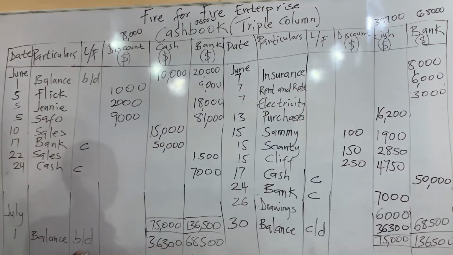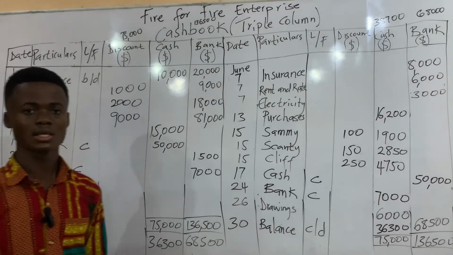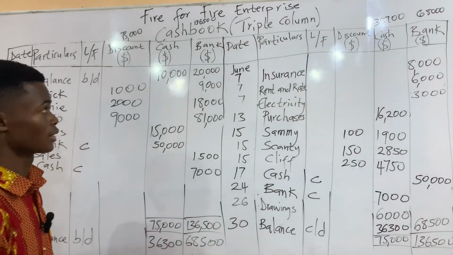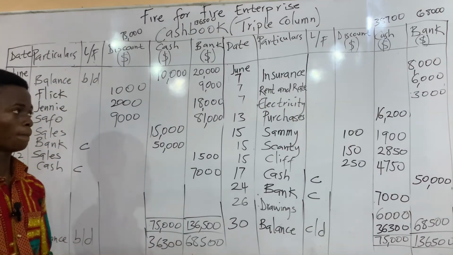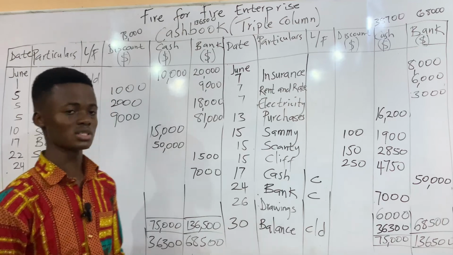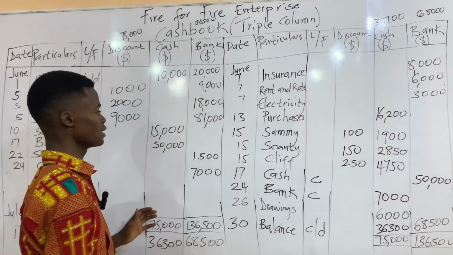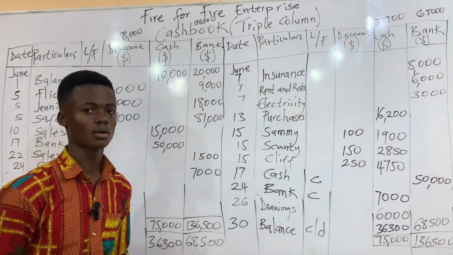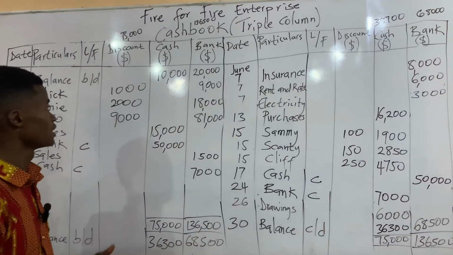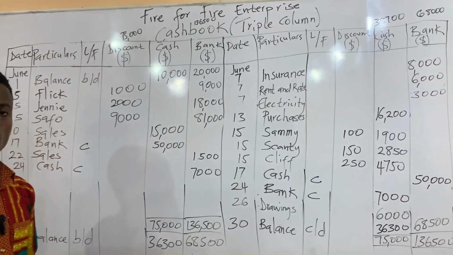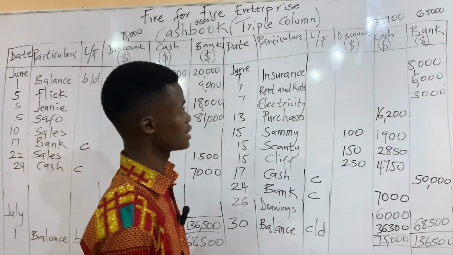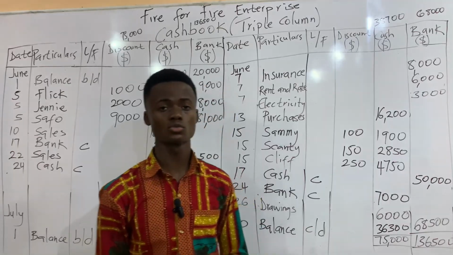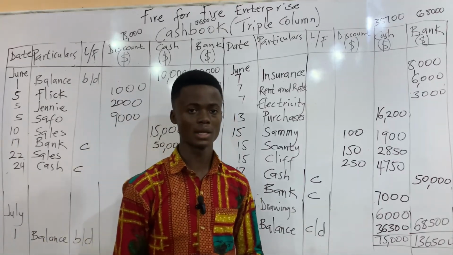So what's left is the discount column, but we said earlier on that the discount on the debit side is called discount allowed, and then the discount on the credit side is called discount received. So discount allowed is an expenditure and discount received is a revenue. So it means we cannot close off both sides the same way we did for the cash and bank column. But as said earlier on, the total of the discount on the debit side of the cash book will be transferred to the discount allowed account, whilst the total of the discount on the credit side will be transferred to the discount received account in the nominal ledger.